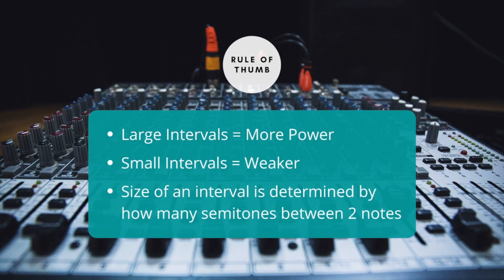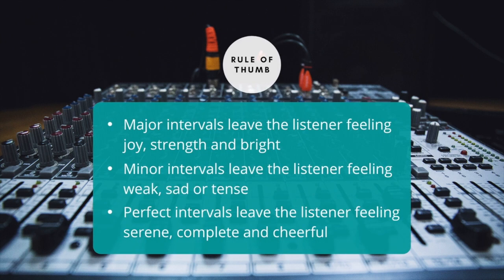Here are a few rules you can keep in mind. Large intervals create power, while small intervals create weakness. The size of an interval is determined by how many semitones are between the two notes that it contains. Much like major or minor chords, intervals can be happy and sad. Major intervals leave the listener feeling joy, strength, and bright, while minor intervals leave the listener feeling weak, sad, or tense. Perfect intervals leave the listener feeling serene, complete, and cheerful.